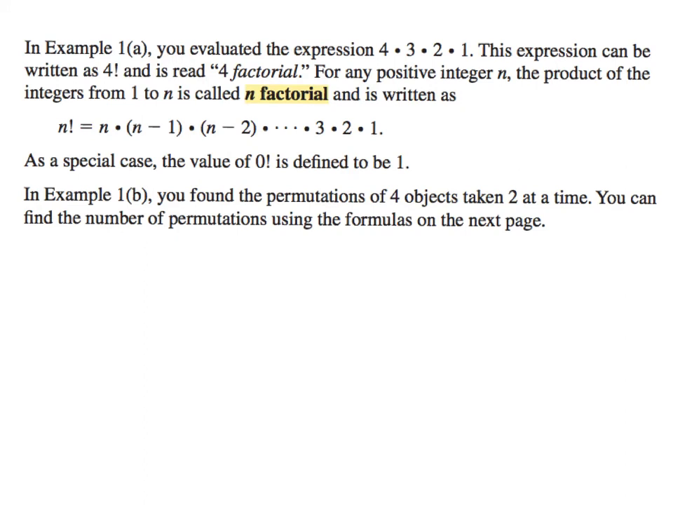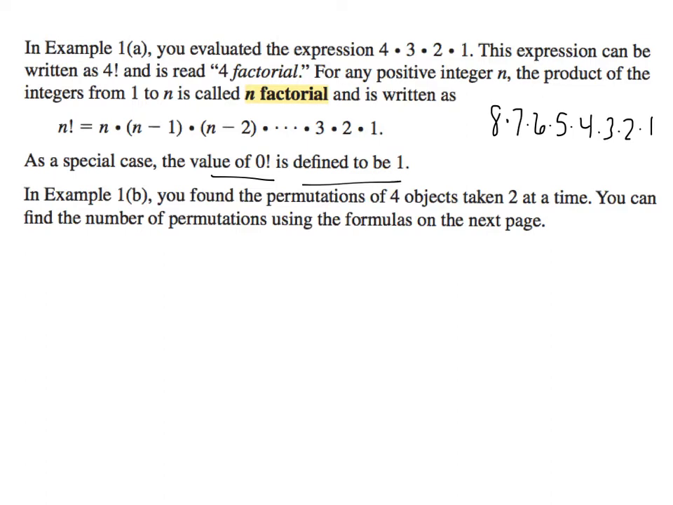In example 1a, you evaluated the expression 4 times 3 times 2 times 1. This expression can be written as 4 factorial. For any positive integer n, the product of integers from 1 to n is called n factorial and is written as n factorial, and so you take that number, multiply by the 1 less than it, multiply by 2 less than it, and so on. So if I had 8 factorial, that's 8 times 7 times 6 times 5 times 4 times 3 times 2 times 1. As a special case, the value of 0 factorial is defined to be 1.